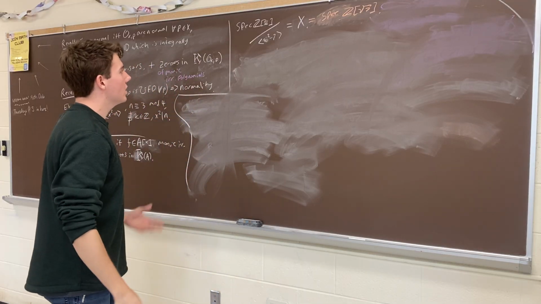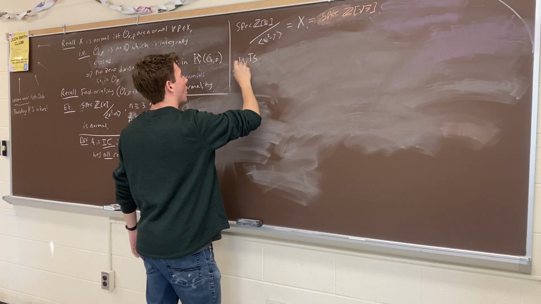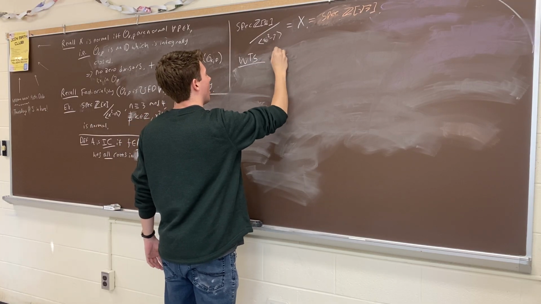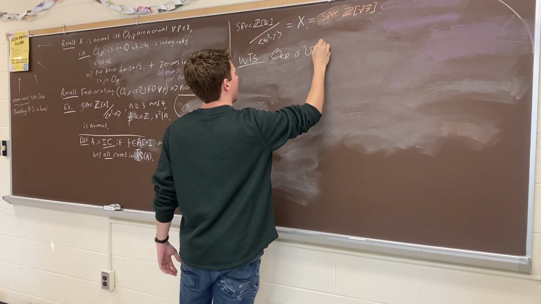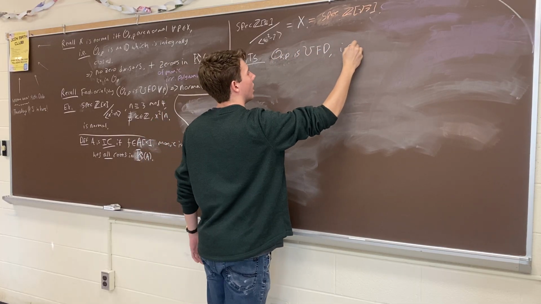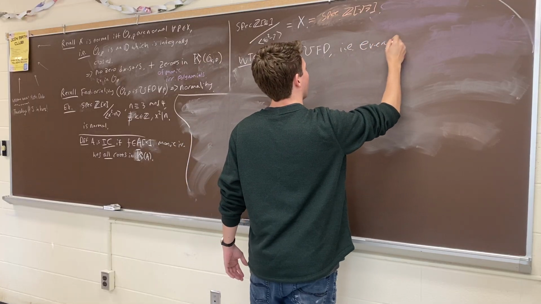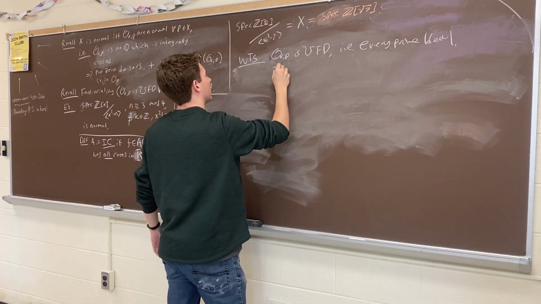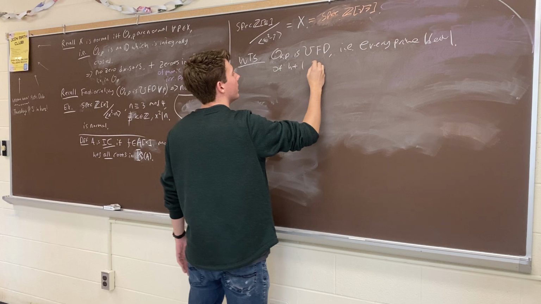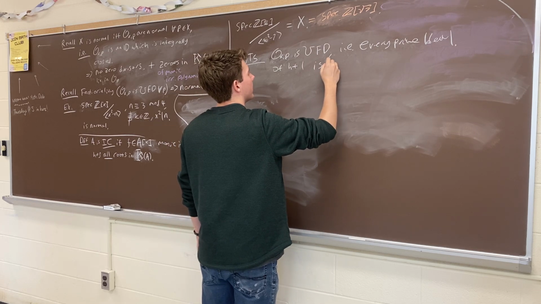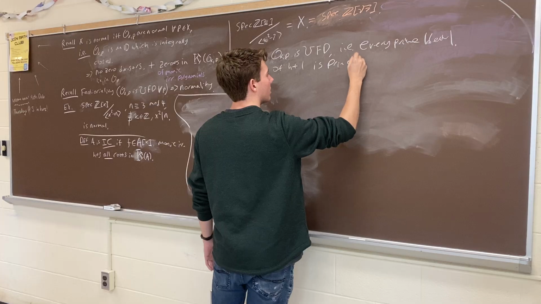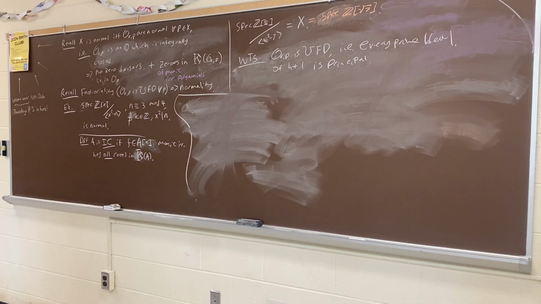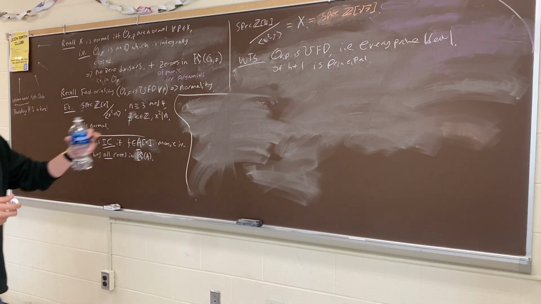Okay. So, we want to show O_{X,P} is a UFD, i.e. every prime ideal of Krull dimension 1 is principal. Wait, what's H plus 1? No, height, sorry.